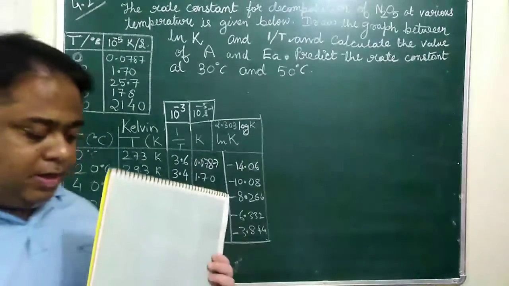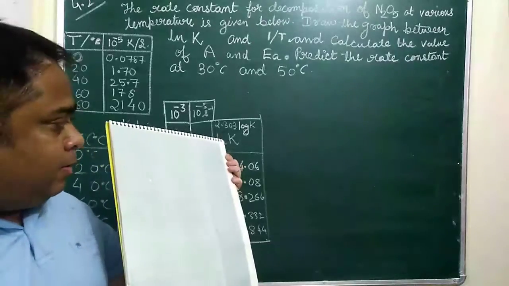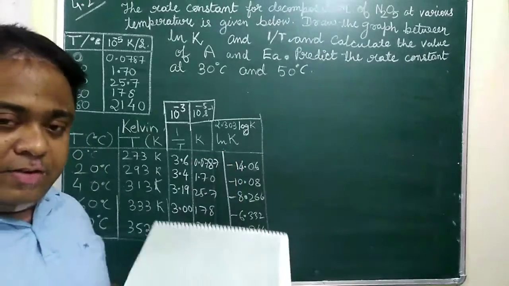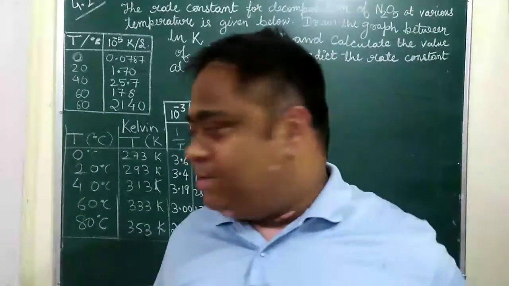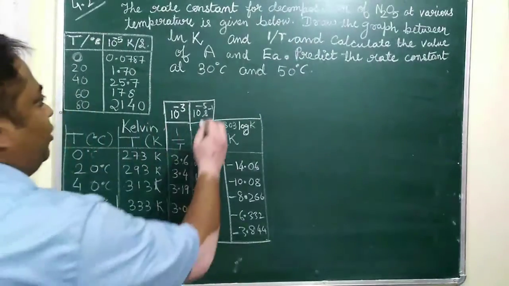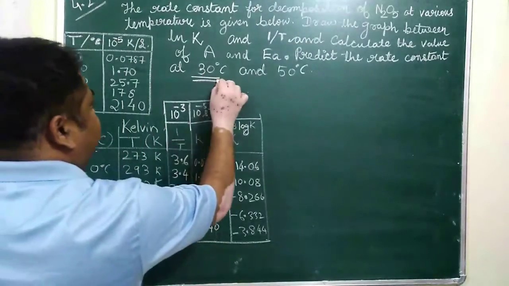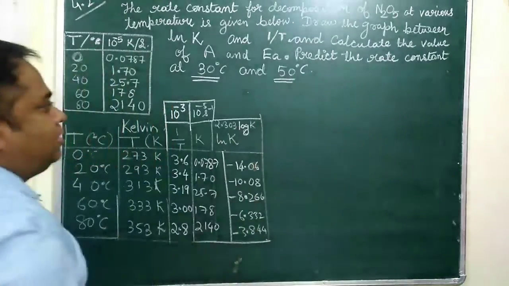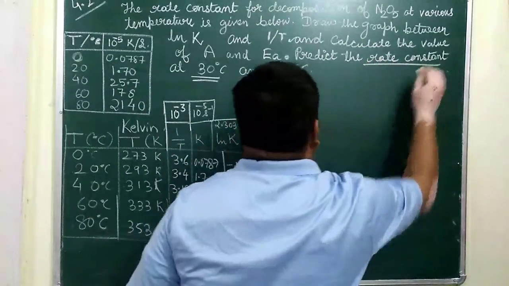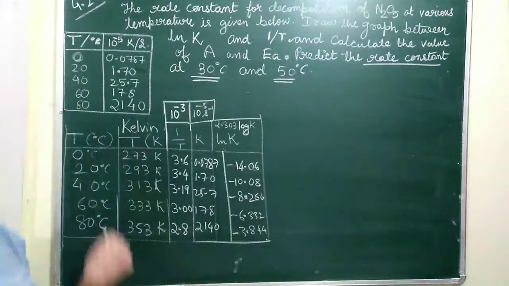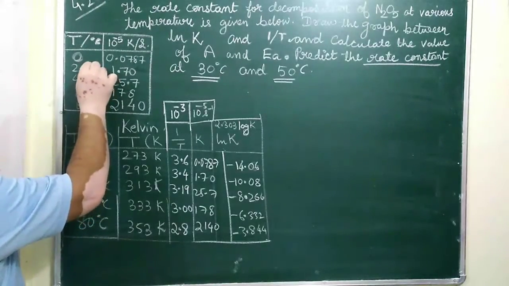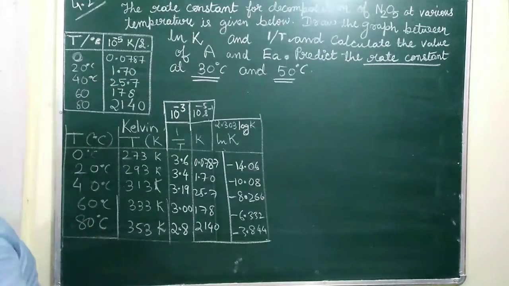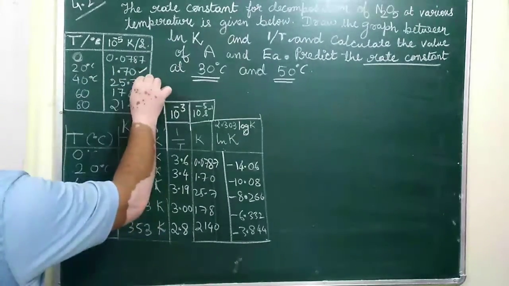But later on I realized that even without this graph paper this can be done easily. Should I tell you the easier method? So the easier method is, see here, what we have to find out, we have to predict the value of rate constant at 30 degrees C and 50 degrees C. We have been given the value of rate constant at 20 degrees C and at 40 degrees C, this and this.